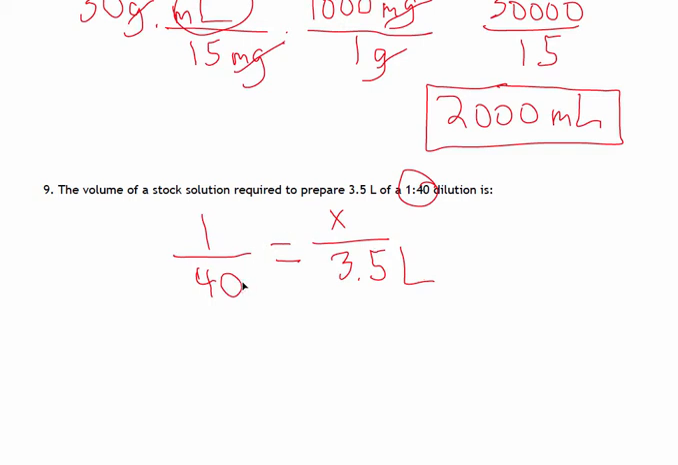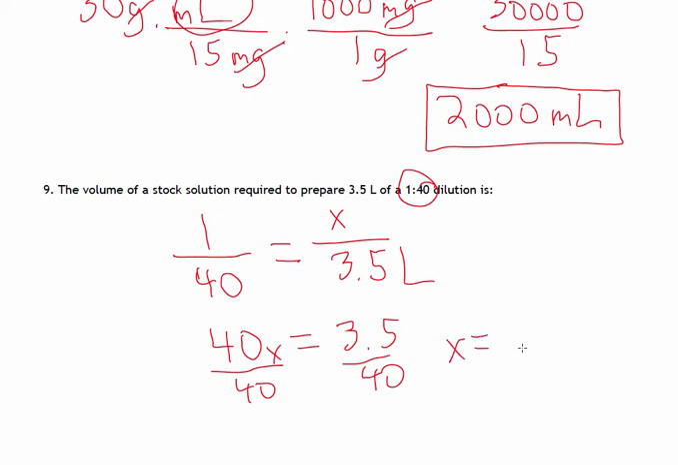So again, we need to cross multiply this one. 40 times x, and then on the other side of the equation, 1 times 3.5. Divide each side by 40, and x will come out to be 0.0875 liters. And that would be the same as 87.5 milliliters.